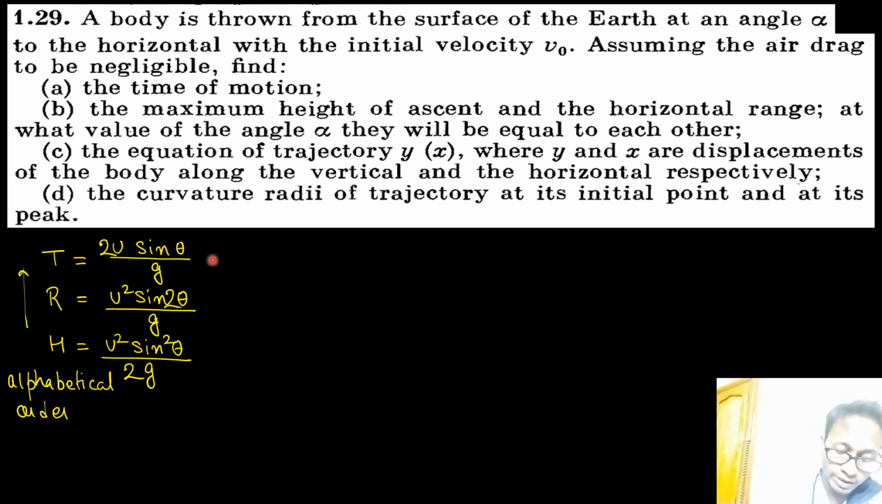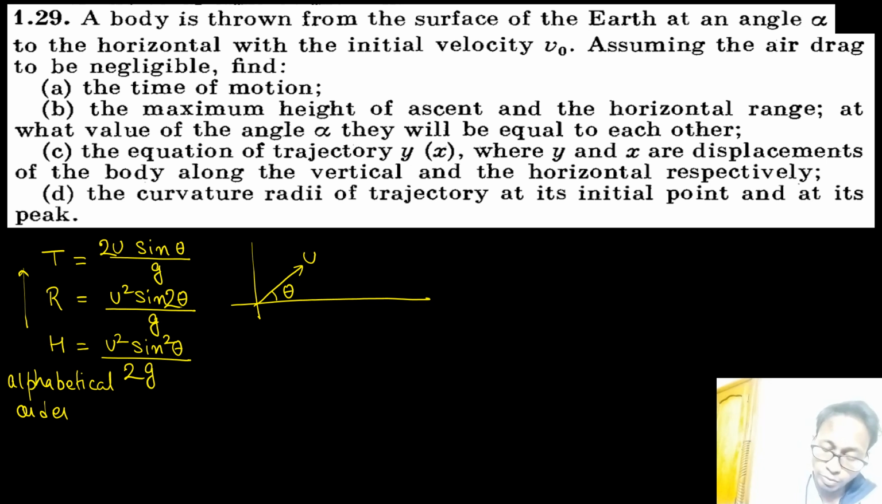What I'm trying to do in this question is derive the formulas for time of flight, range and height. This is an easier way to remember these formulas. So see, a body is thrown from the surface of the earth at an angle alpha. This is projectile motion. Instead of using alpha, I'm using theta, with the horizontal with velocity u. Instead of using v naught, I'm using u, assuming the air drag or air friction force to be negligible. Find the time of motion.